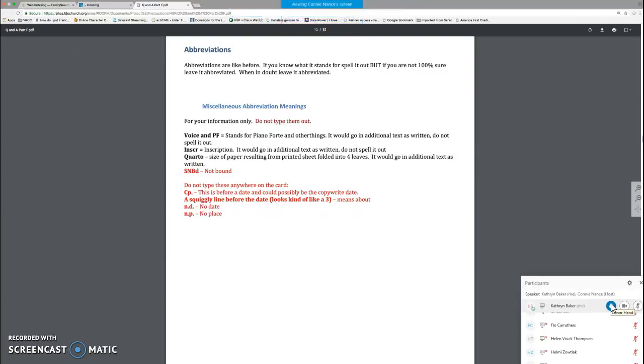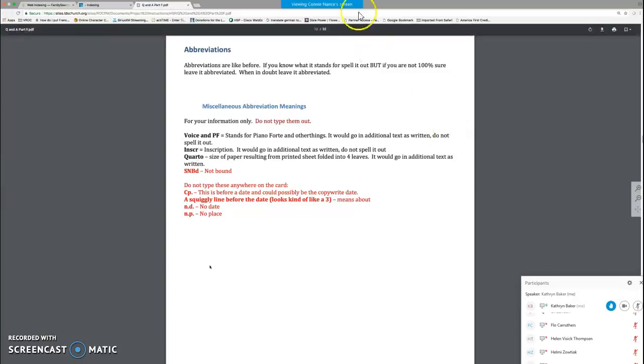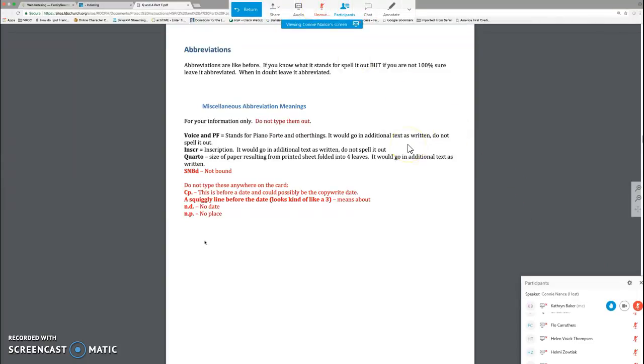It means about. Sister Nance? Yes, Sister Baker. Same thing for anonymous, right? If it says anonymous, just skip it. Anonymous means they don't have a person, so we don't need to make a person for anonymous. If it says anonymous, it means it's blank. What would we do if it's blank? We would just leave it blank.